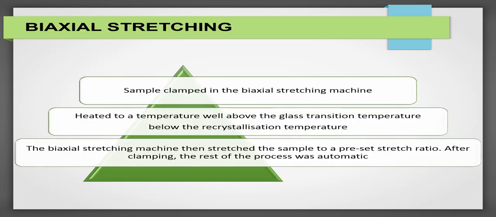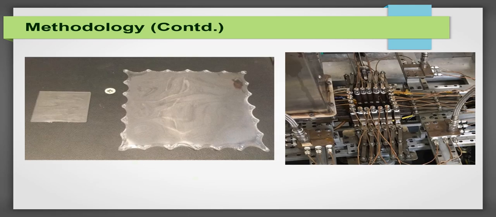This slide gives the details of the biaxial stretching. The sample was heated to a temperature higher than the glass transition temperature to soften it, and then the biaxial stretching machine stretched it to the specified stretch rate.